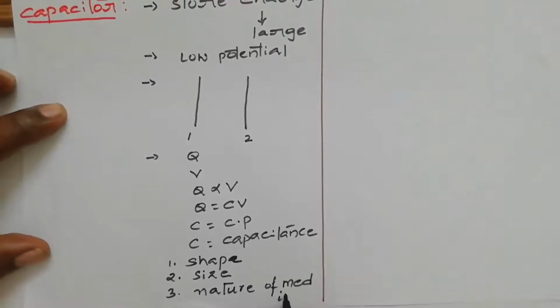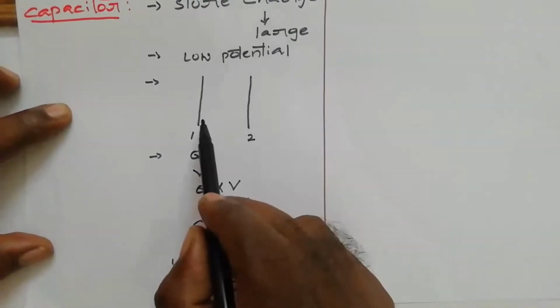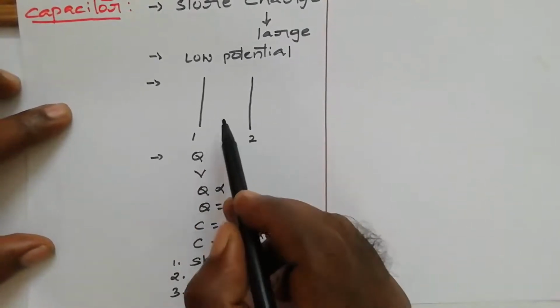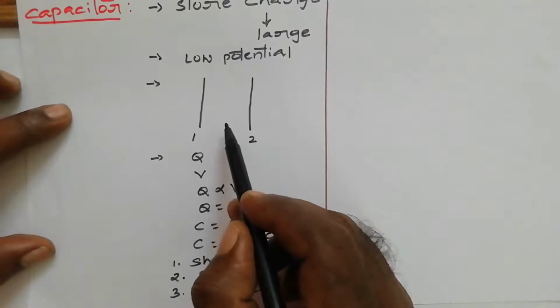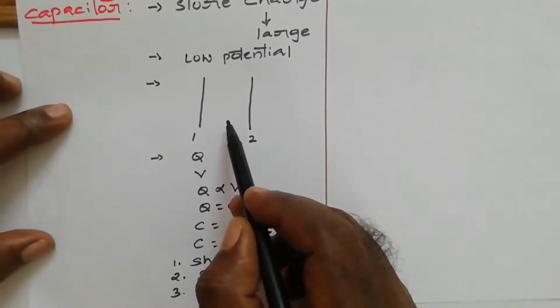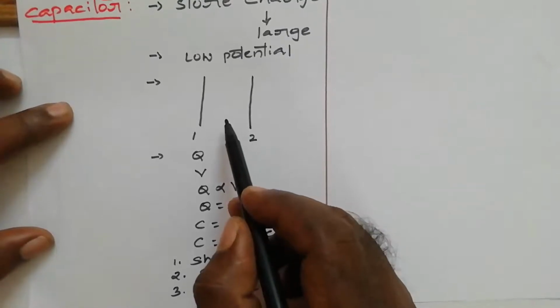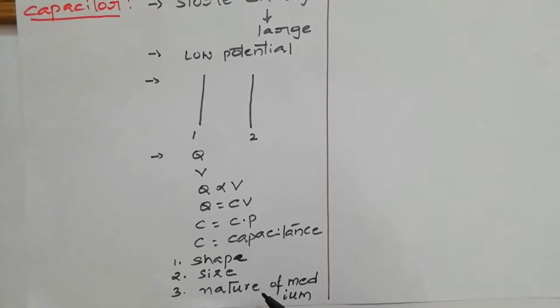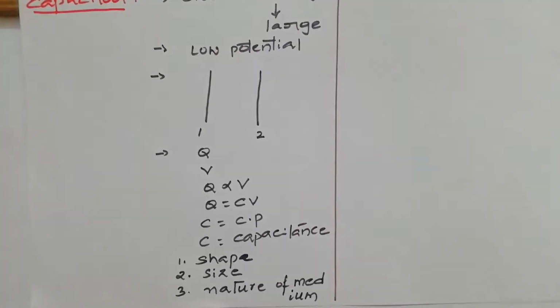Let us discuss the third point here. There are two plates, plate 1 and plate 2. Between the two plates, air may be present, or any dielectric material, maybe glass or maybe any metal. So it depends on the medium present between the two plates. So these are the factors on which the capacity of a capacitor depends.